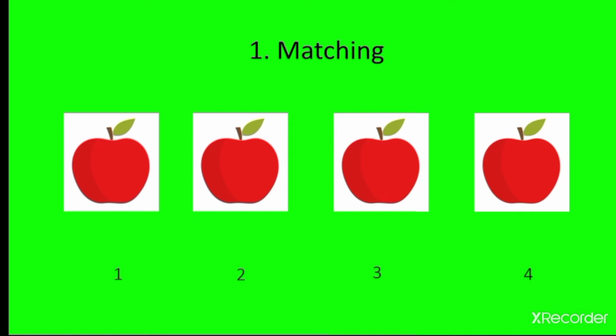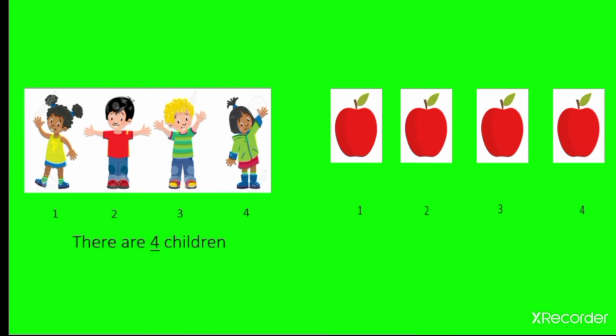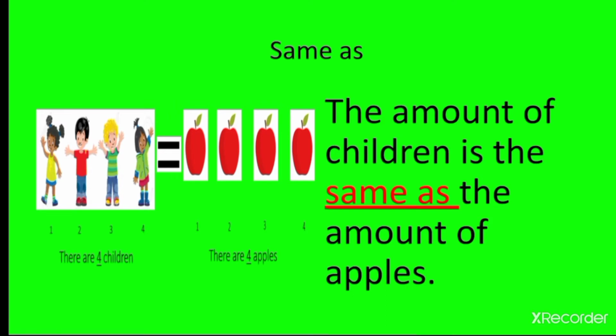How many apples can you see? 1, 2, 3, 4 apples. Let's compare them. There are 4 children, and there are 4 apples. What does that mean? That's correct. They are the same. 4 children is the same as 4 apples. Just like this, the amount of children is the same as the amount of apples. 4 equals 4. They are the same.